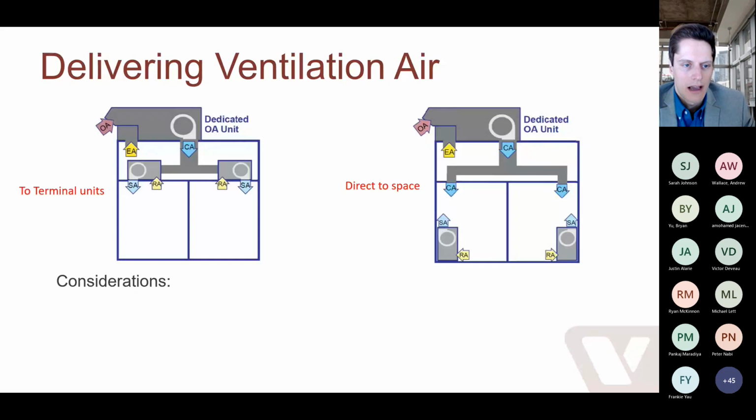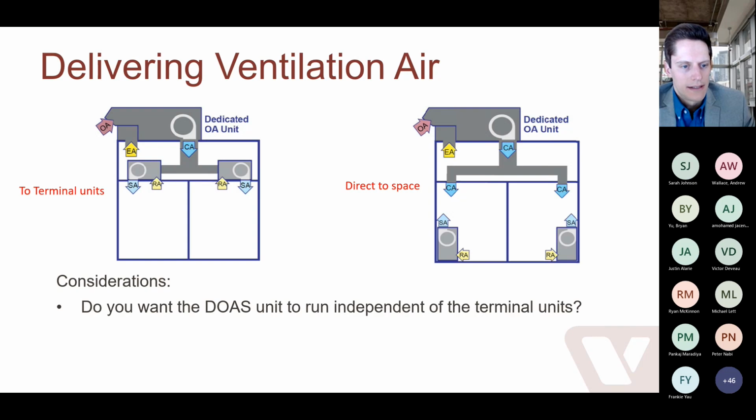Another consideration is how we're going to deliver that ventilation air. So in this example, we've got a couple cartoons of a DOAS unit and then some ductwork and terminal units. Those are just two configurations, right? There are other systems we could look at, but I put these two examples up just to illustrate a point, things to think about.